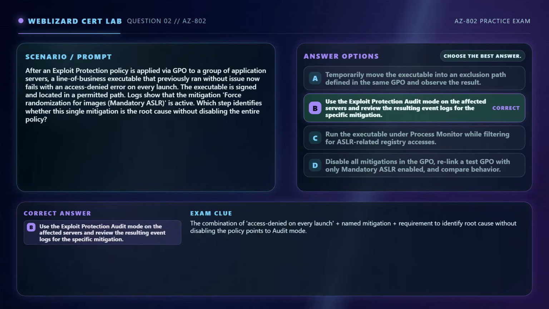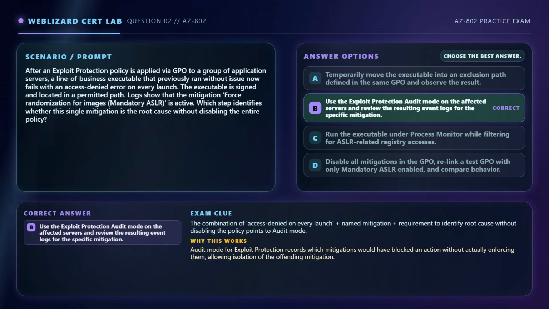The correct answer is B. Use the exploit protection audit mode on the affected servers and review the resulting event logs for the specific mitigation. Audit mode for exploit protection records which mitigations would have blocked an action without actually enforcing them, allowing isolation of the offending mitigation. The combination of access denied on every launch, plus named mitigation, plus requirement to identify root cause without disabling the policy points to audit mode.